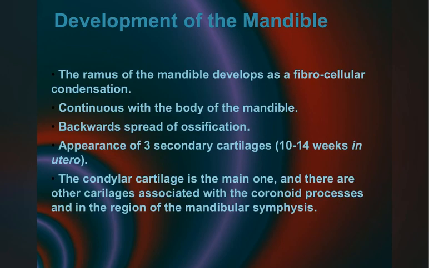Appearance of 3 secondary cartilages: 10 to 14 weeks in utero. Condylar cartilage is the main one, and there are other cartilages associated with the coronoid process and in the region of the mandibular symphysis.